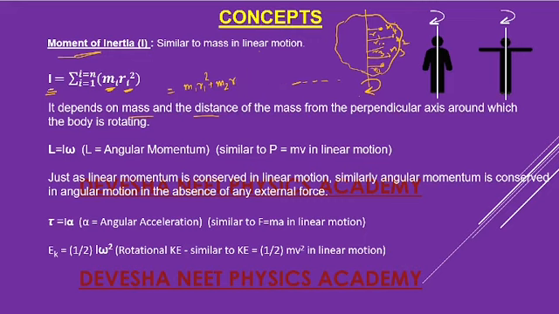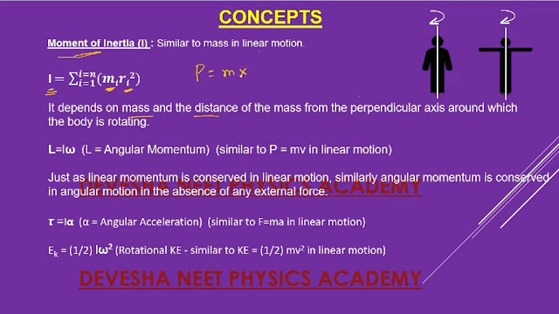Now the next term which we encounter is the angular momentum. So what is the angular momentum? If you remember, in linear motion also, we had P is equal to mass into the velocity, or the speed. This was the linear momentum. P is mv. And it used to be conserved. It will not change unless an external force is applied on it.